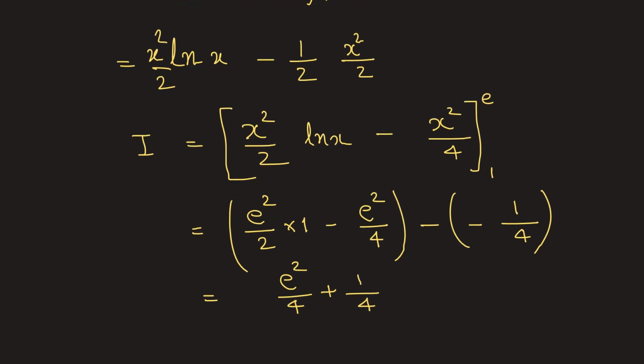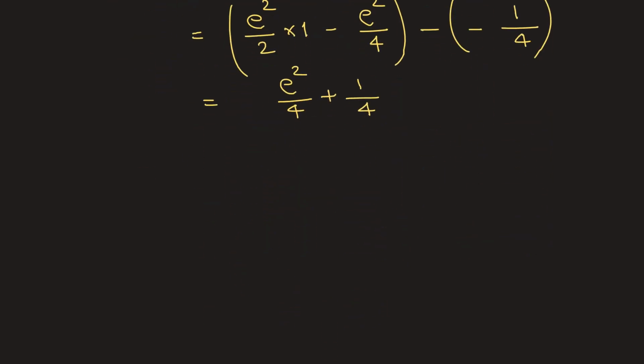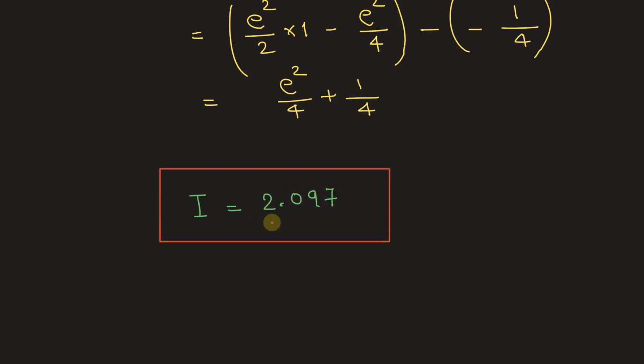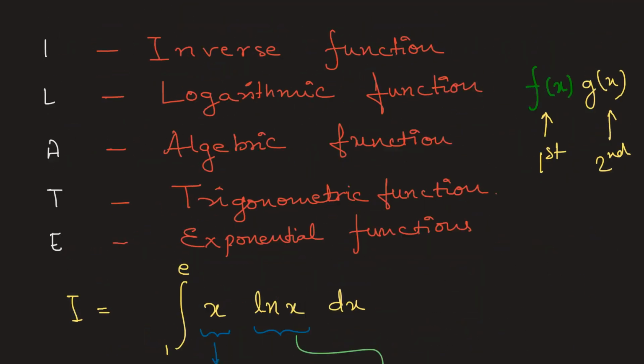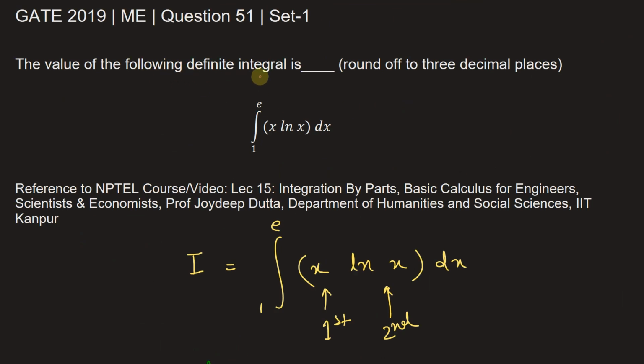Now using a calculator, if we find the value of e square by 4 plus 1 by 4, we get I equals 2.097. Since we need the value of the integral accurate to 3 decimal places, we write 2.097. Now let's go back to the question. The value of the integral will be 2.097, and this will be our final answer.